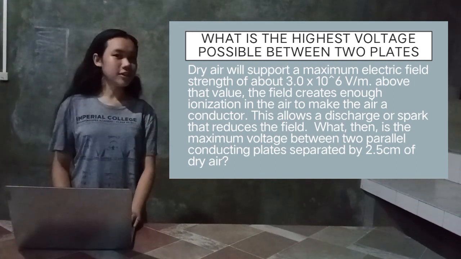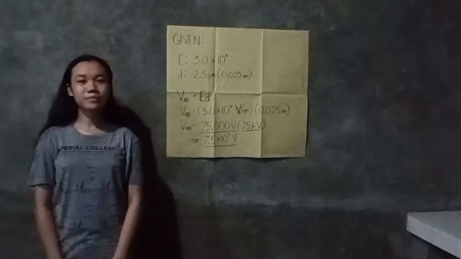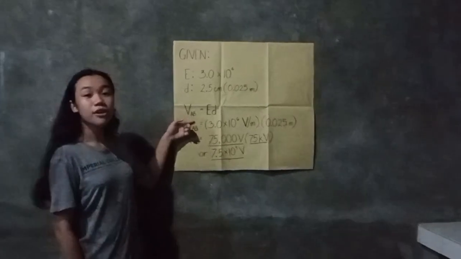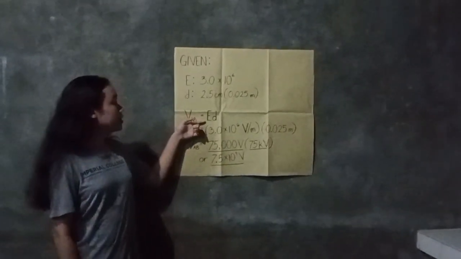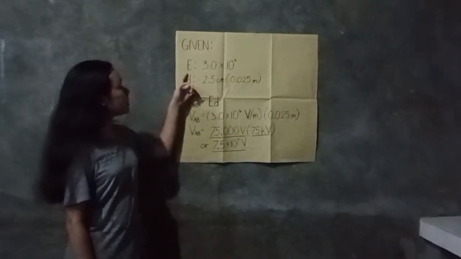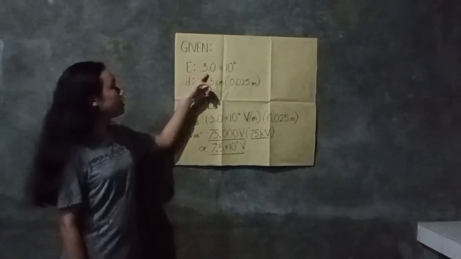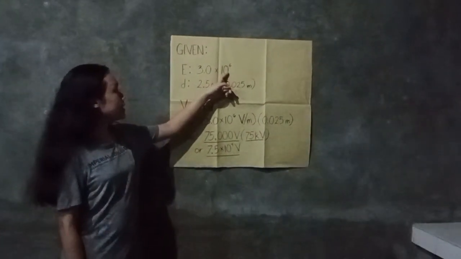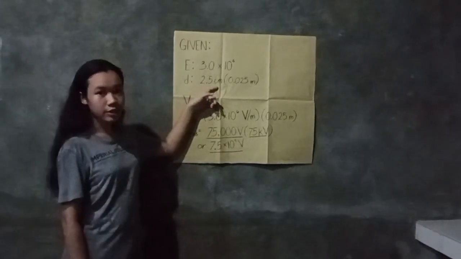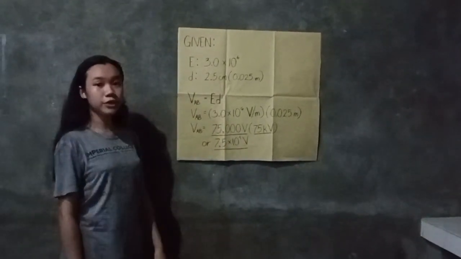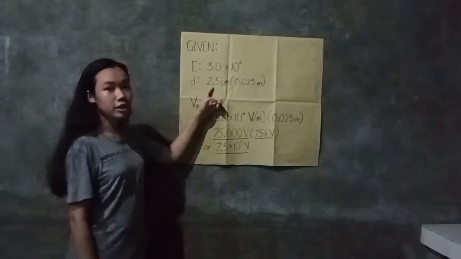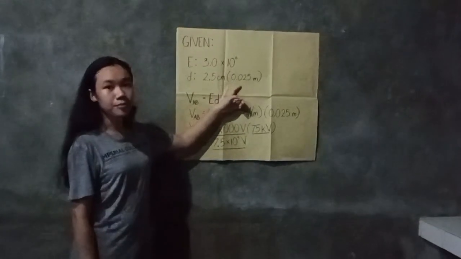Now, let's look at the example. Based on the problem, the formula that we will be using is voltage AB equals electric field times distance. Our electric field, based on the given, is 3 times 10 raised to 6. And our distance will be 2.5 centimeters, or cm, but we will convert it into meters. The 2.5 will become 0.025 meter.